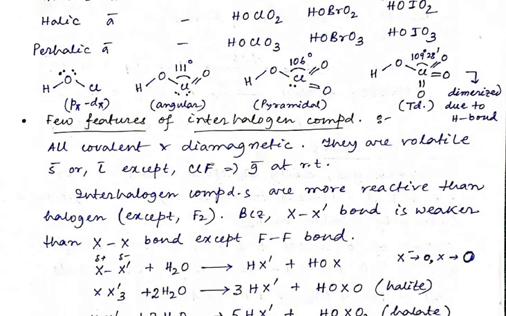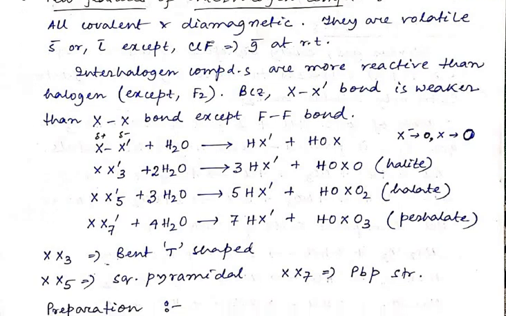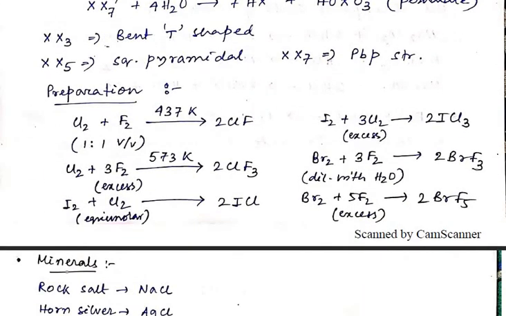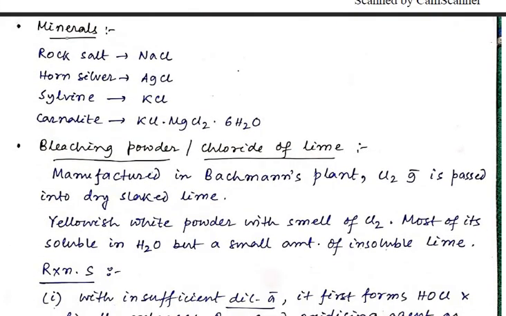Next, the few features of interhalogen compounds we had observed. The reactions of the interhalogen compounds with water, they are covalent in nature, they are diamagnetic in nature, and they are more reactive than the halogens, and the reason behind it, these things I have discussed in my class today. And then finally we have also discussed the synthetic procedure for the synthesis of the interhalogens, then a few well-known minerals like rock salt, horn silver, sylvine and carnallite, these things I have discussed.